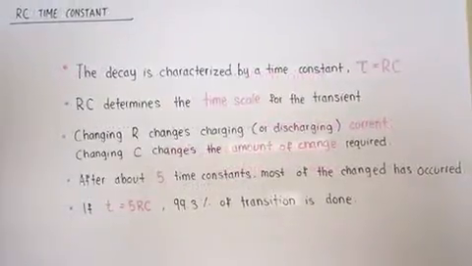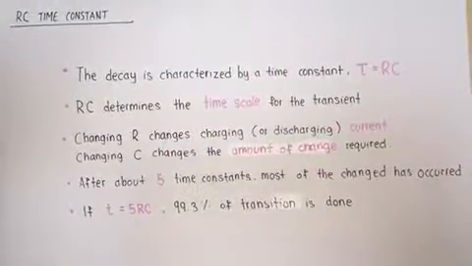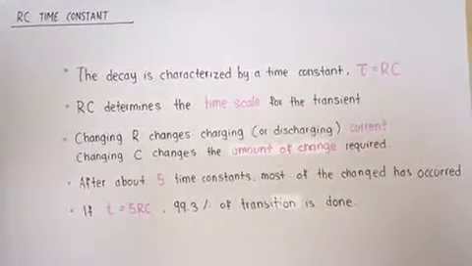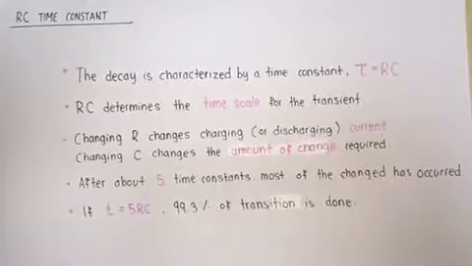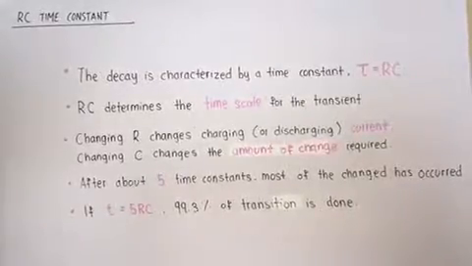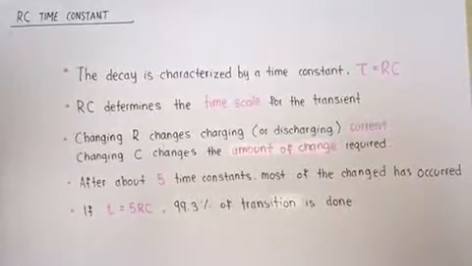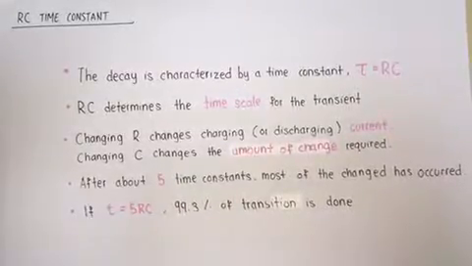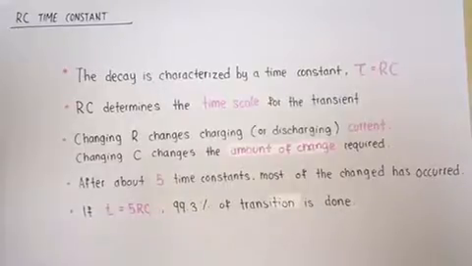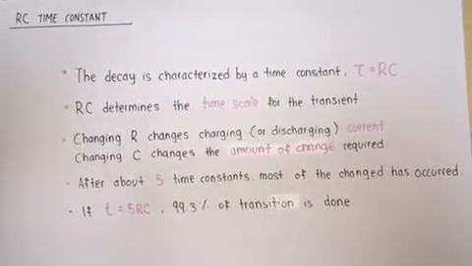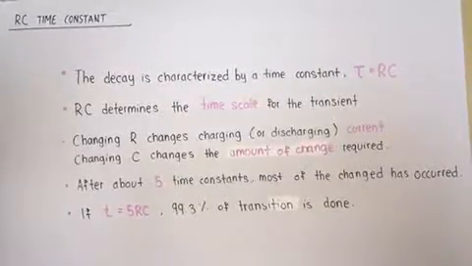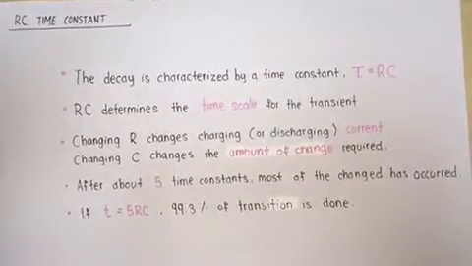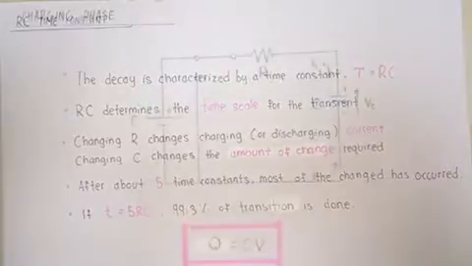The decay is characterized by a time constant tau equal to the product of resistance and capacitance. RC determines the time scale for the transient. Changing resistance changes charging or discharging current. Changing the capacitance changes the amount of charge required. So after about 5 time constants, most of the change has occurred. Say for example, if tau equals 5 RC, 99.3% of the transition is done.